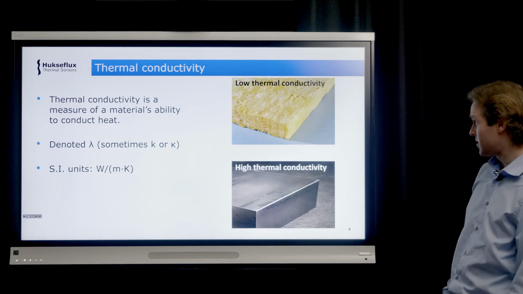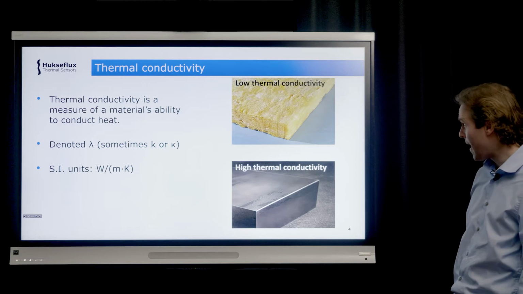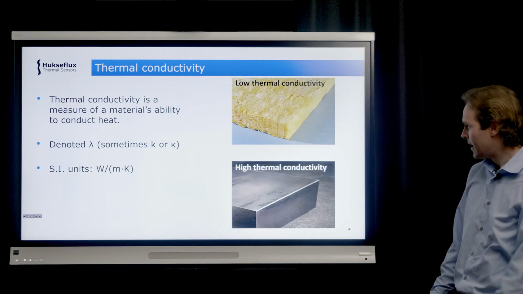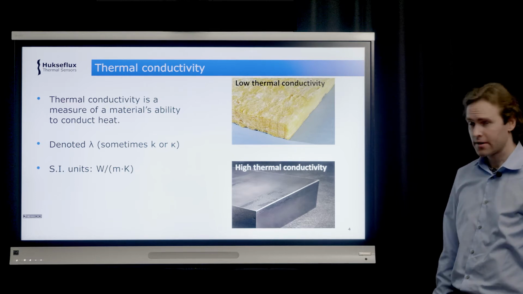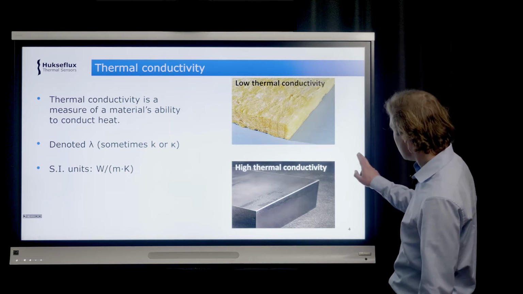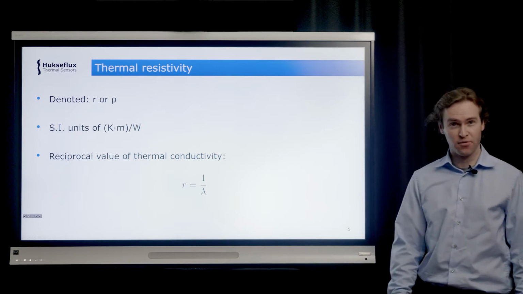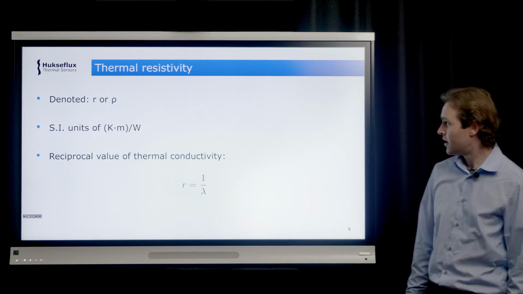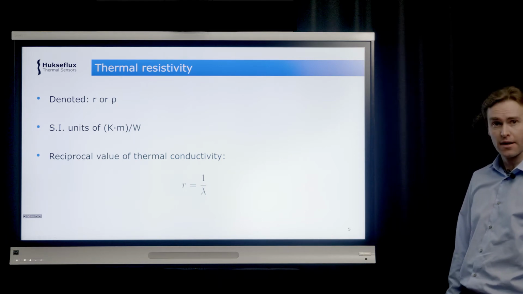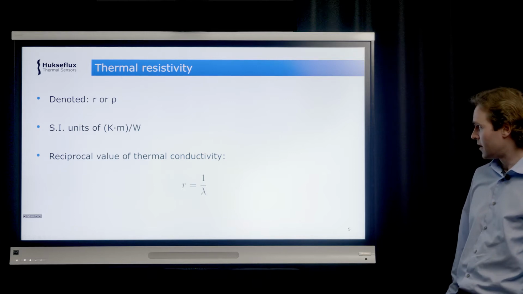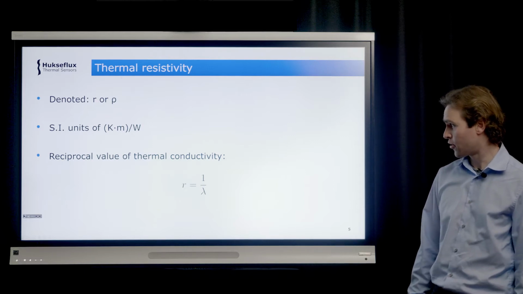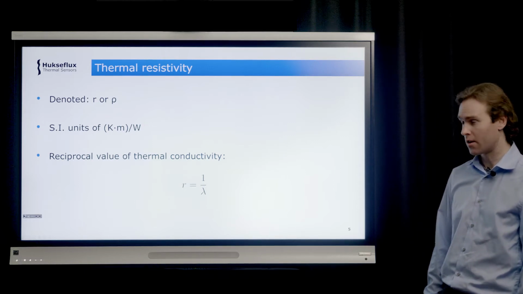So thermal conductivity is typically denoted by the Greek letter lambda, although sometimes K or kappa is used, but we'll stick to lambda. The thermal conductivity has SI units of watt per meter Kelvin. Some people actually prefer to think in terms of thermal resistivity. So this is denoted R or rho, and it has SI units of Kelvin meter per watt. But this contains the same information. It is simply the reciprocal value of thermal conductivity. If you know one, you know the other.